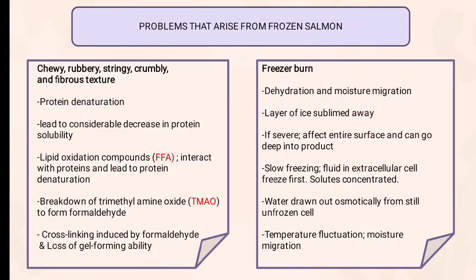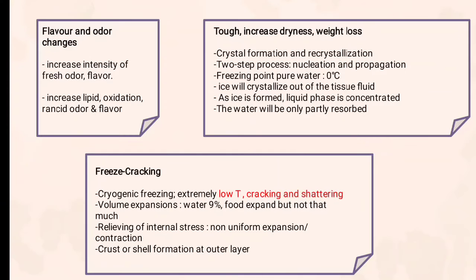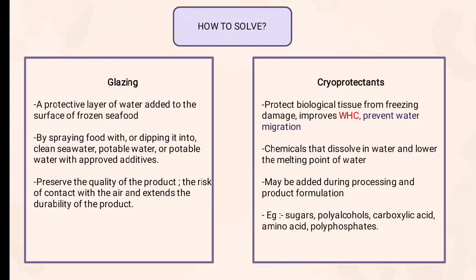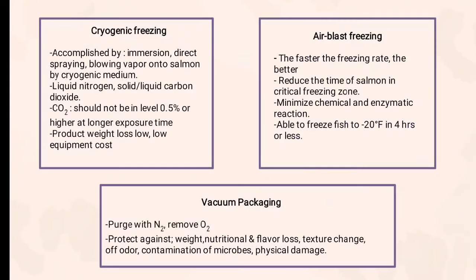There are a few problems related to frozen salmon, such as chewy, rubbery, stringy, crumbly, and fibrous texture, freezer burn, flavor and odor changes, increased dryness and weight loss, and freeze cracking. But don't worry, we can solve these problems by glazing, cryoprotectants, cryogenic freezing, air blast freezing, and vacuum packaging.